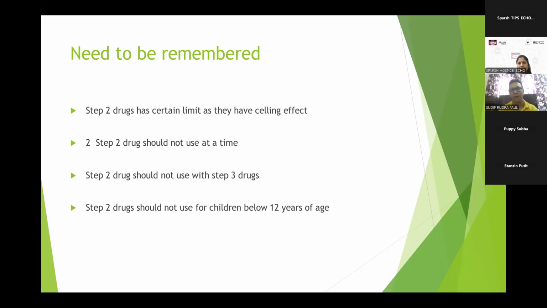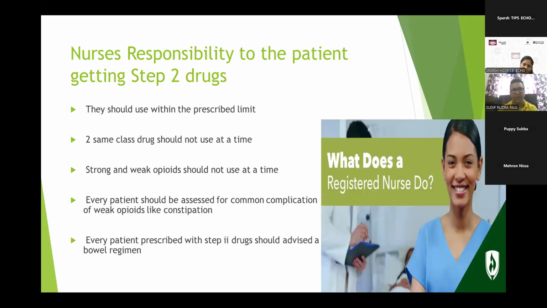So either they will get NSAIDs, or if that is not effective, they will go directly to step 3 drugs, or strong opioids. But in some cases, if they have any kind of hypersensitivity to morphine or fentanyl, or if the institution does not have the license to procure morphine or fentanyl, in such cases we can give tramadol on an SOS basis, but under observation, of course. We cannot give tramadol for continued doses.